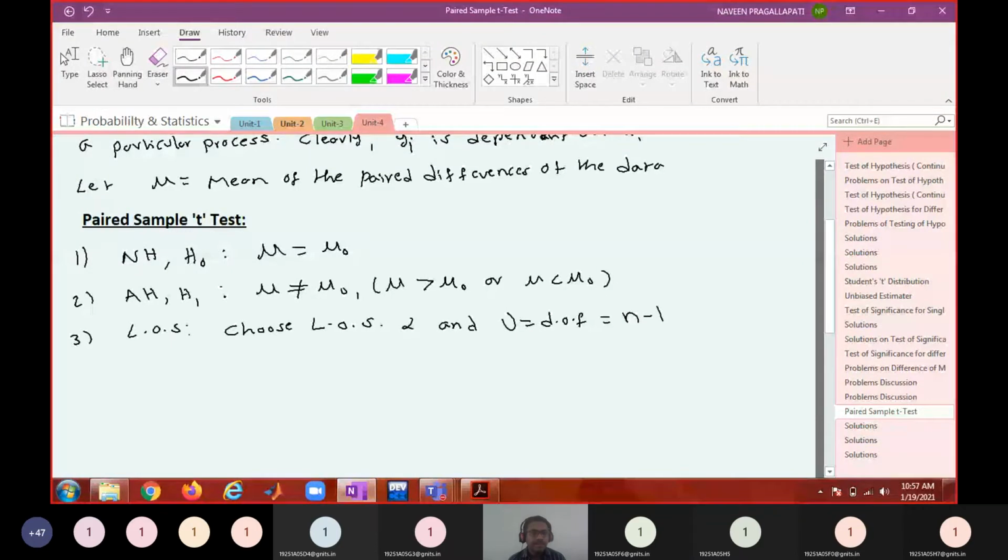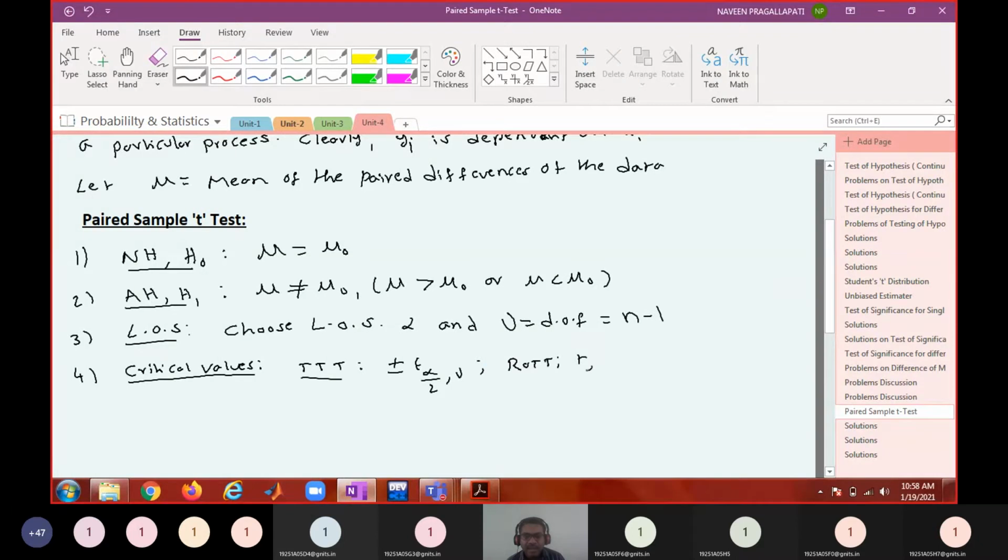And remember, because it is before and after, the sample size is the same. So the critical values depend upon the kind of test you are applying. If it is a right one tail test, T alpha, n minus 1. Left one tail test, minus T alpha, n minus 1.